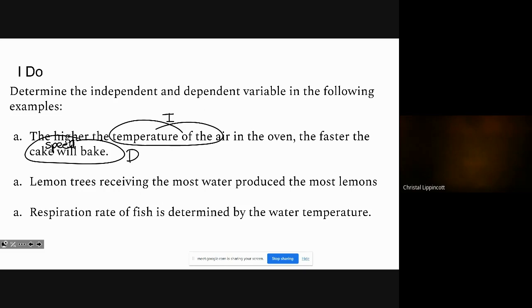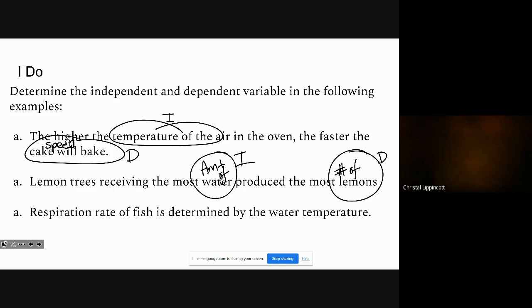So lemon trees receiving the most water produce the most lemons. What depends on what? Right, the lemons produced depends. So the number of lemons, that is going to be my dependent variable. And then amount of water, that will be my independent. So if you just ask yourself what depends on what, and you identify those things, then you can easily place it in the graph.